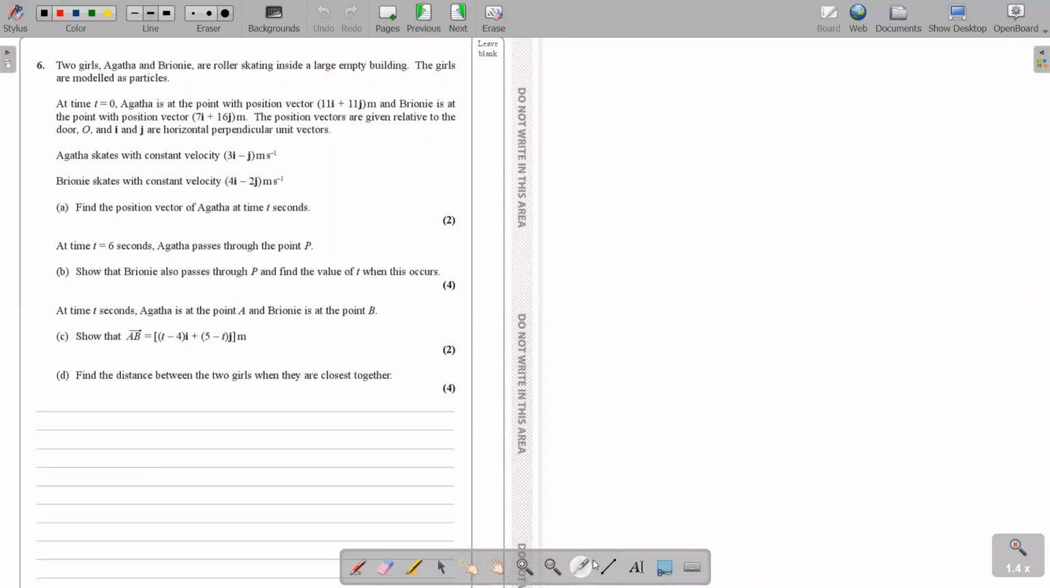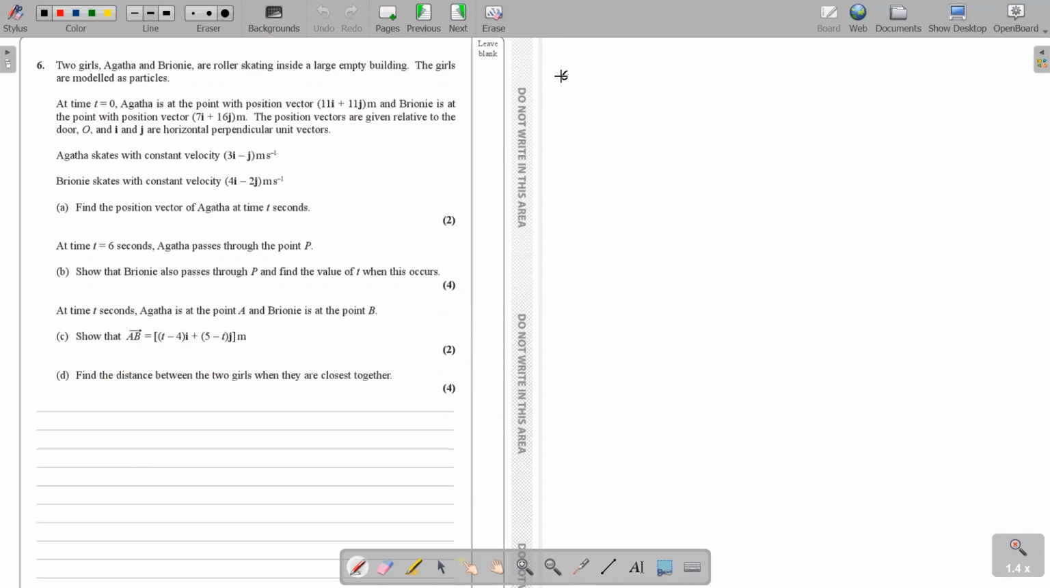Okay, so now we'll move on to question number 6. Two girls, A and B, are roller skating inside a largely empty building. The girls are modeled as particles. At time 0, A is at the point with position vector 11i plus 11j, and B is at the point with position vector 7i plus 16j. Now we know this is a vector question. Just one look at it and you know this is a vector question, right?